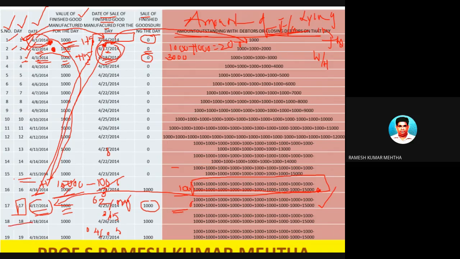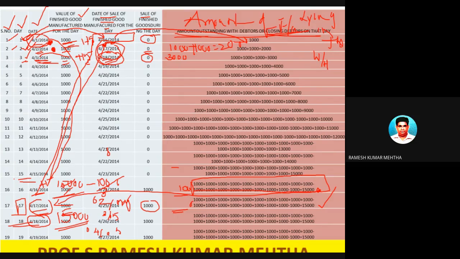Now let's look at the 18th day. On the 18th day, the opening stock of finished goods was 15,000. We manufactured another 1,000 rupees. So 16,000 was the total amount of finished goods we had at hand. Out of these, on 18th April, we have already seen that the 3rd April manufacturing, which is accumulated in the 15,000, will be sold out. So minus 1,000 rupees will go out.